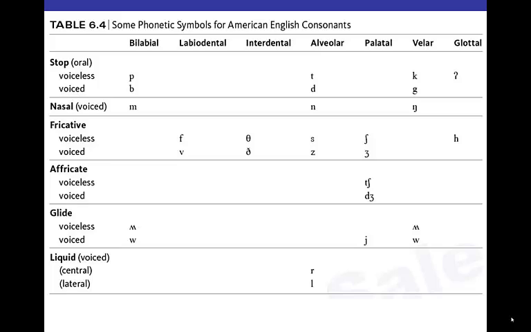Okay, and there you have the manners of articulation for all our consonants. Now you should be able to read the IPA chart for place and manner of articulation, as well as identifying the symbol sounds. Thank you.